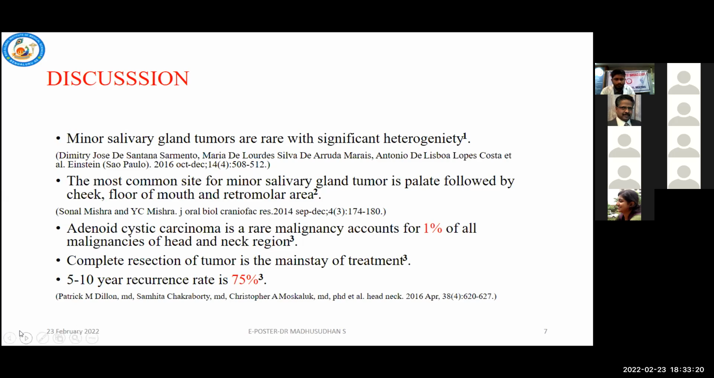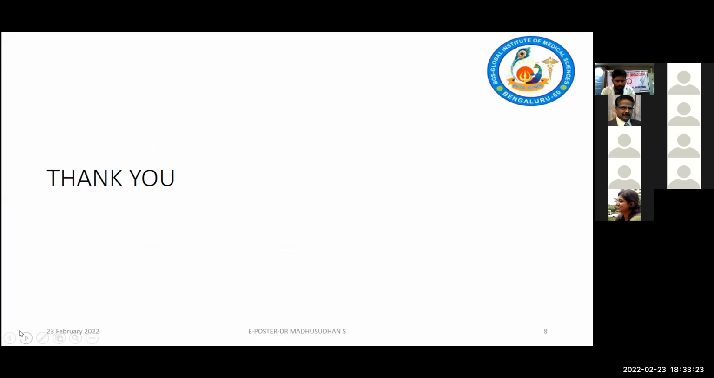So what are the other regions where adenoid cystic carcinoma can occur in the body? Trachea, breast. What are the most common minor salivary gland tumors you see usually? One is adenoid cystic carcinoma. What are other tumors you can see? Epithelial myoepithelial carcinoma, basal cell adenocarcinoma. Okay, fine. Next. Thanks.